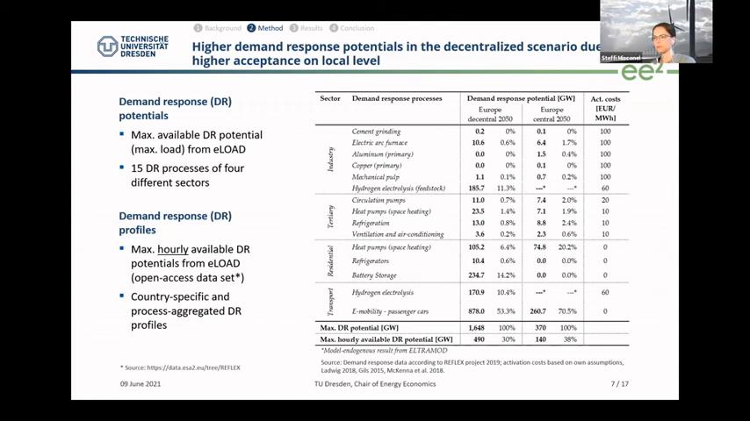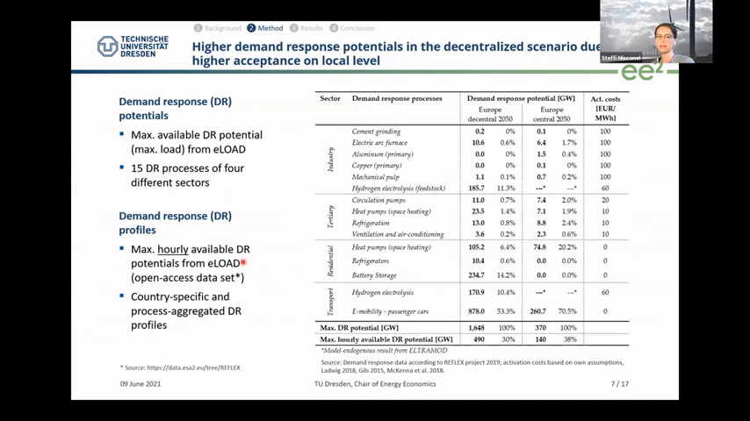We had a different model which calculated, on the one hand, the hourly electricity demand for each country, but also the hourly maximum available demand response potential for each process. And this is what we used. So this is mainly based on other model results from ELOAD, which is from the Fraunhofer ISI. And they have these processes really detailed in their model and calculated the load shift for each process.